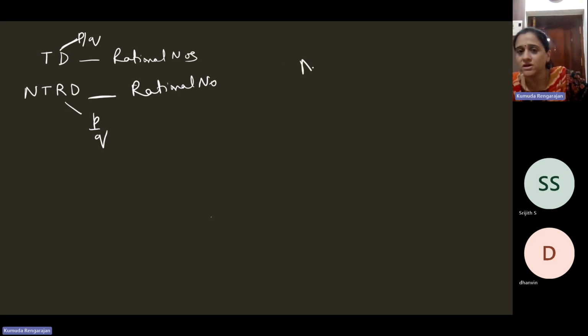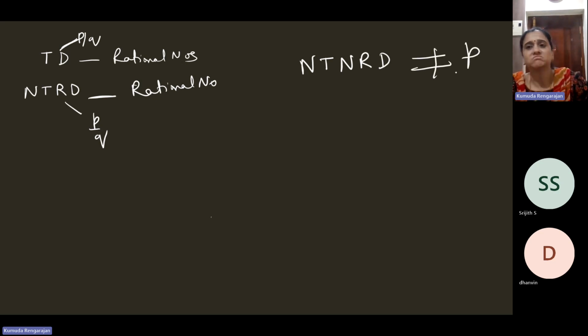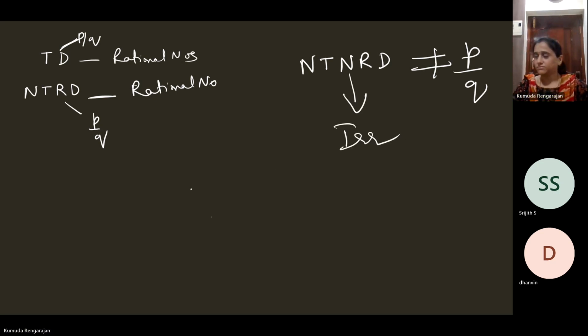The third one, non-terminating, non-repeating decimals. They don't have a P by Q form. You cannot put them in the P by Q form. And because they don't have a P by Q form, they are called irrational numbers. If a decimal has a P by Q form, it's a rational number. If a decimal does not have a P by Q form, it's an irrational number.